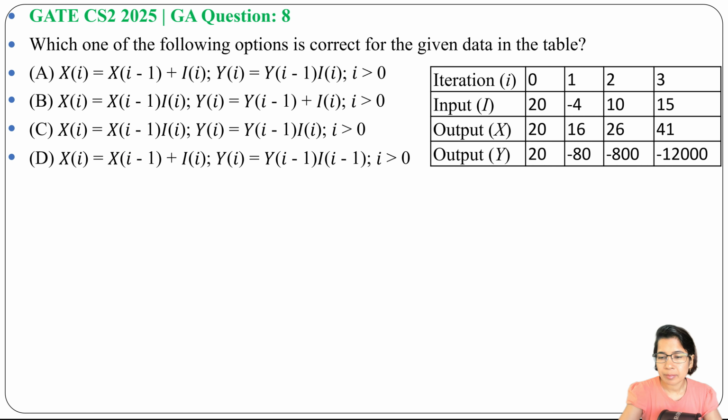First understand the table. First is given iteration 0, 1, 2, 3. Then input I, output X, output Y. Now let's check each option.